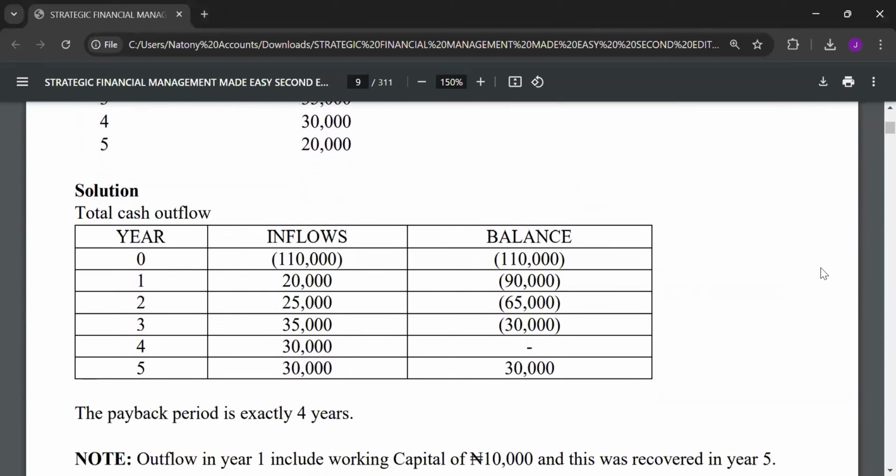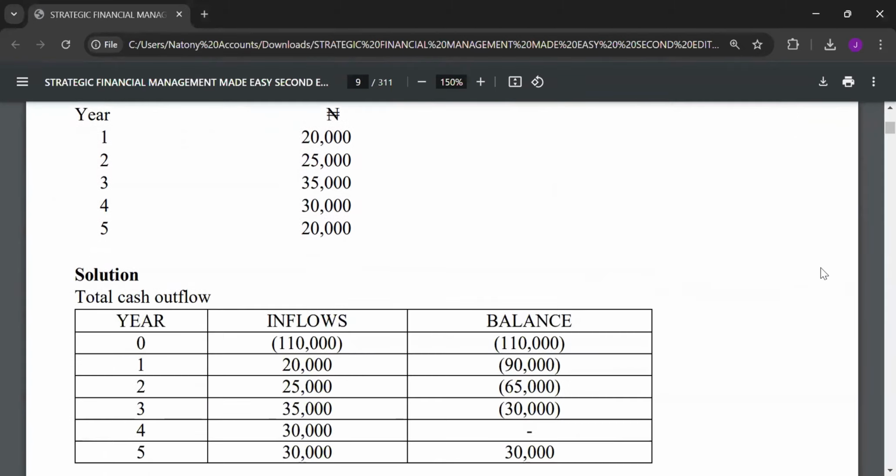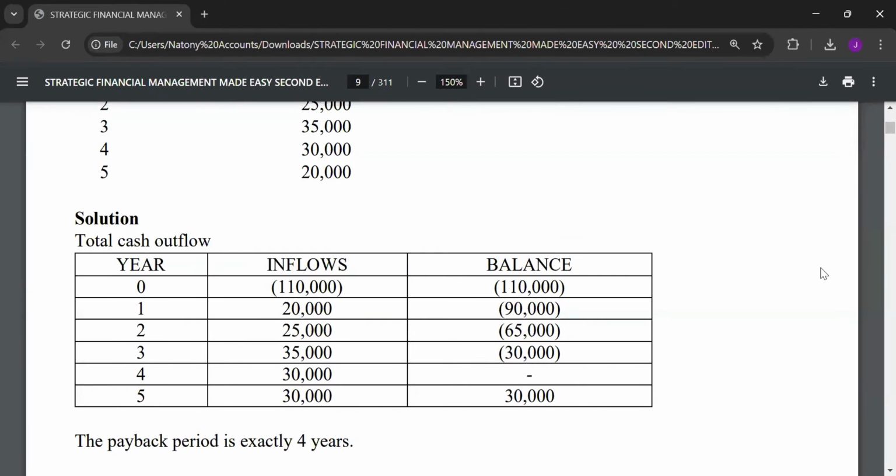So this is the solution. We have an initial outlay of 100,000 and also 10,000 for working capital. So the total amount spent here is 110. How long will it take to recover this 110? This is assumed to be the end of year zero. In your project evaluation, you're always assuming the end of the year. At the end of year zero, what you have spent is 110.